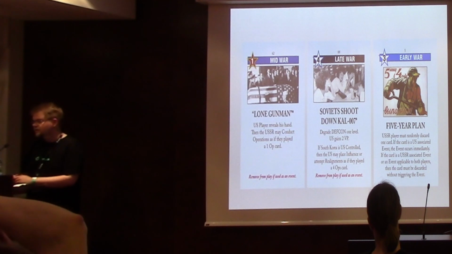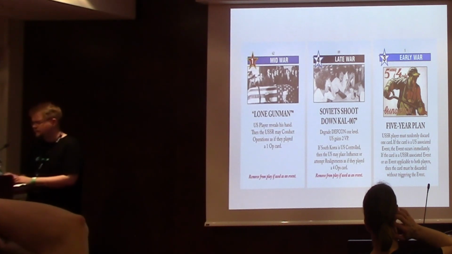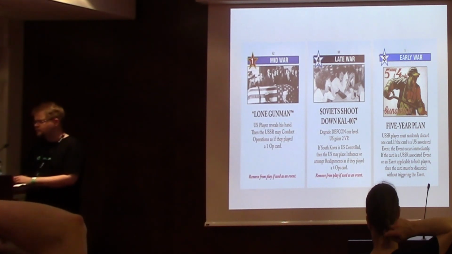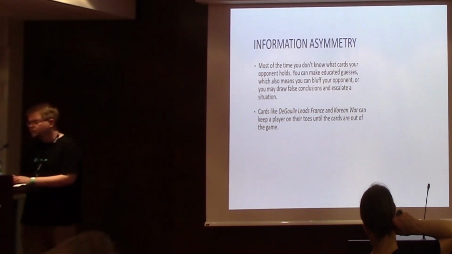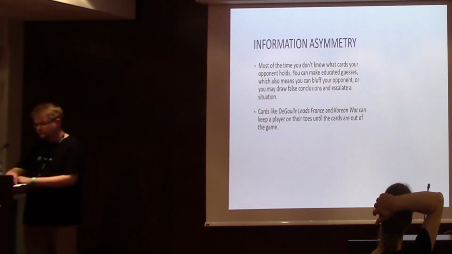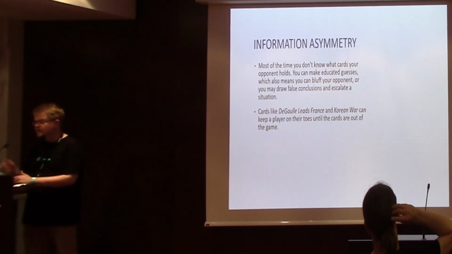Or 5-year plan, this basically can trigger another card to happen on your turn. I'm not going to go too deeply into that because there's a limited amount of time left. So, information asymmetry, of course, a very important facet of the Cold War as well. You don't know what your opponent has in their hand. You can make educated guesses.